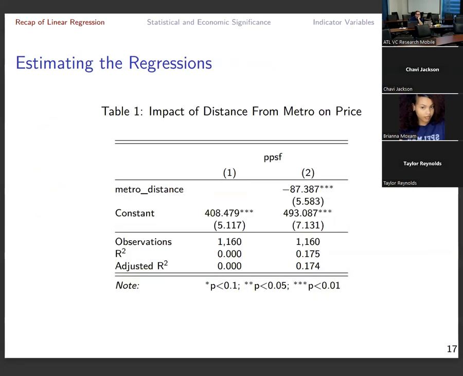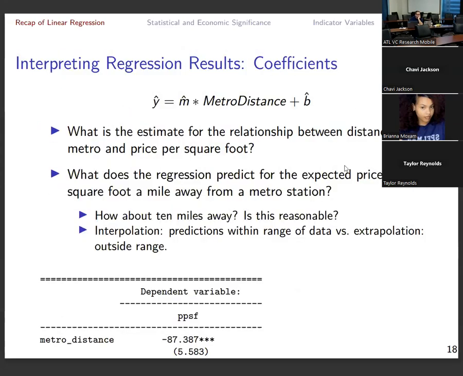Now, one of the things that also comes up in this is, okay, what does this mean with regards to prediction? I'm not saying the price per square foot, but I'm saying the expected price per square foot. Any idea why I want to make sure I use the word expected, and not say, oh yeah, for this many miles away from a home, the price per square foot is equal to whatever the regression says? Why do we want to use the word expected?